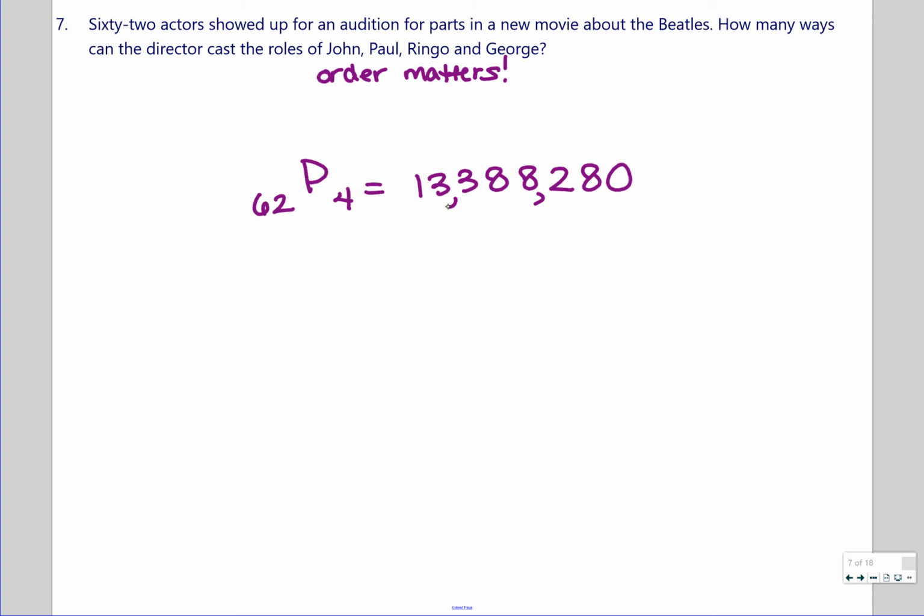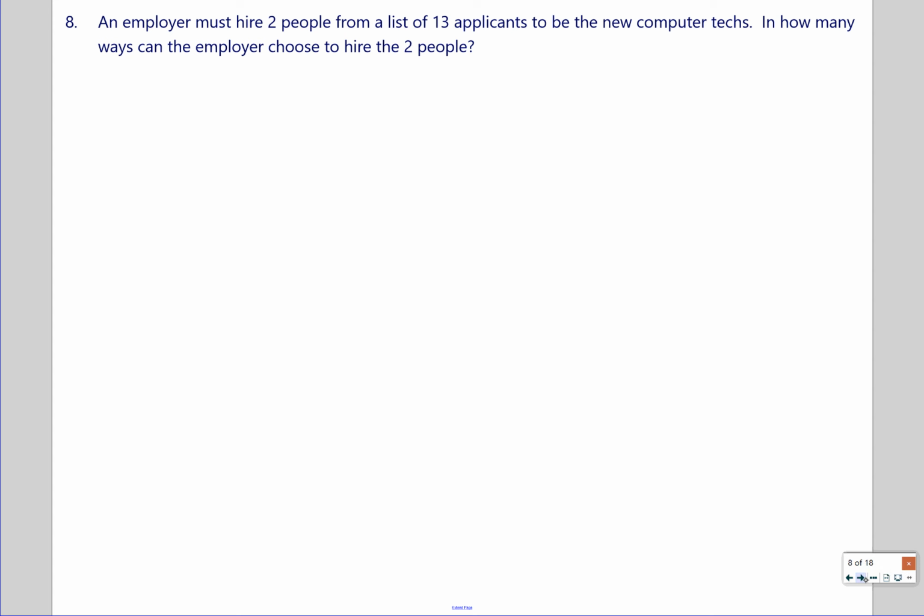Okay. Number 8. An employer must hire 2 people from a list of 13 applicants to be new computer techs. In how many ways can the employer choose to hire the 2 people?